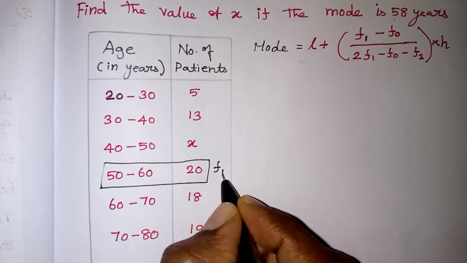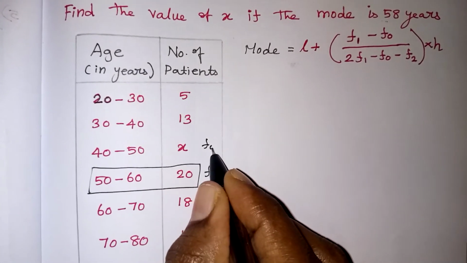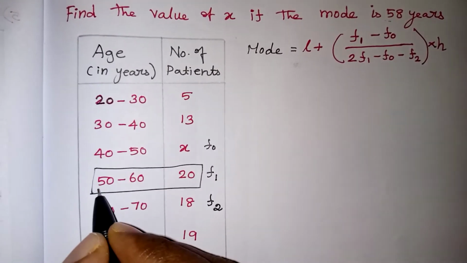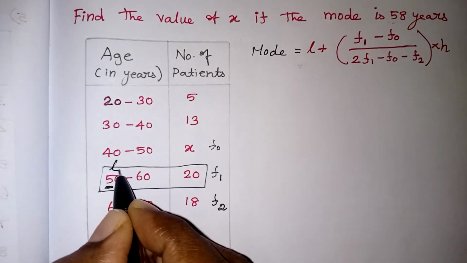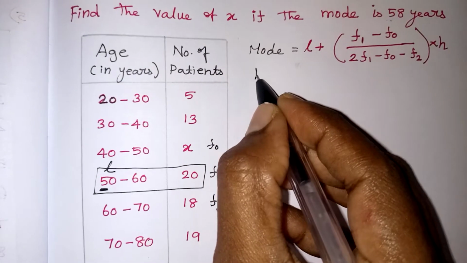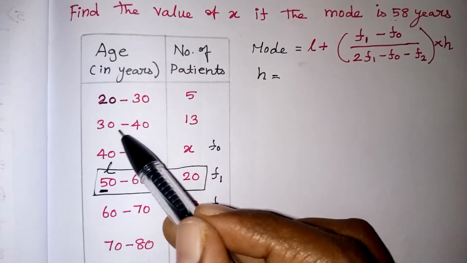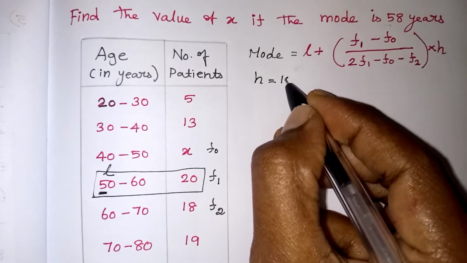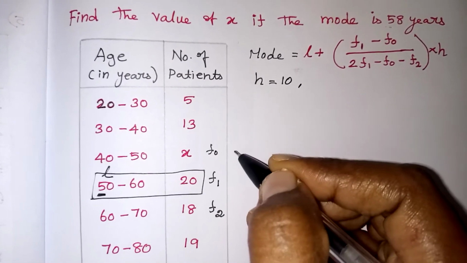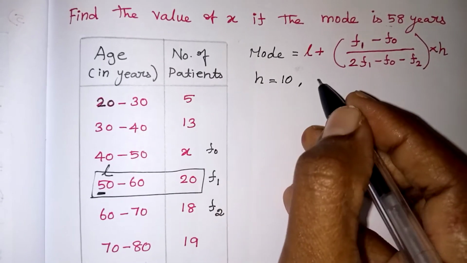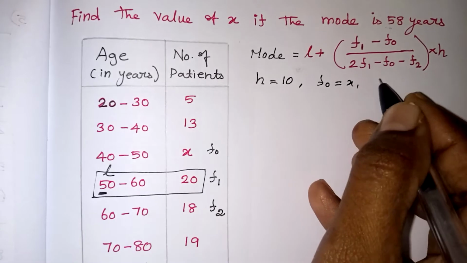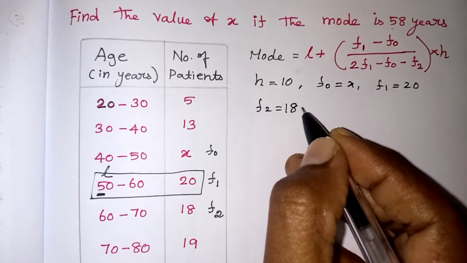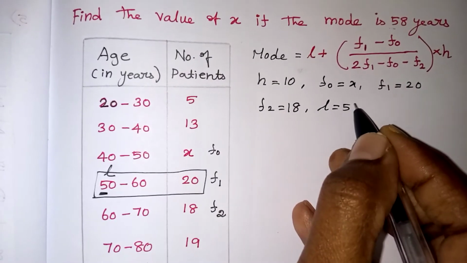So this will be your F1. Before F1 it will be F0. After F1 it will be F2. Now in this modal class, the first number, that is the lower limit, is called L. Now h is nothing but class size. Class size is the interval gap. 20 to 30, 30 to 40, everything is given with a gap of 10. So h is 10 only. That is the class size. So let's write all the values from the table. Here the F0 value is x, F1 value is 20, F2 value is 18 and your L value is 50.